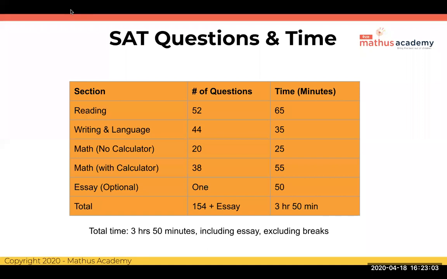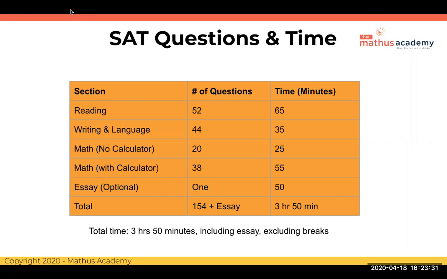The second section is writing and language, which is mostly grammar. They don't ask grammar directly, but they're mostly testing for grammar knowledge. There are 44 questions and 35 minutes, so there is less than a minute per question. The reason is these questions don't take as much time. In fact, this is probably the easier of the sections.